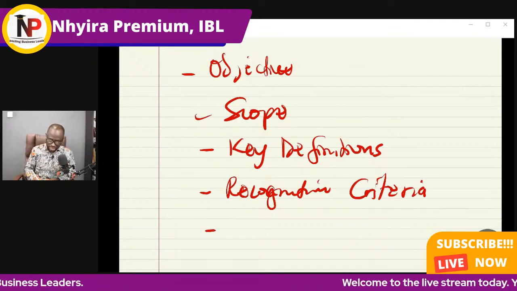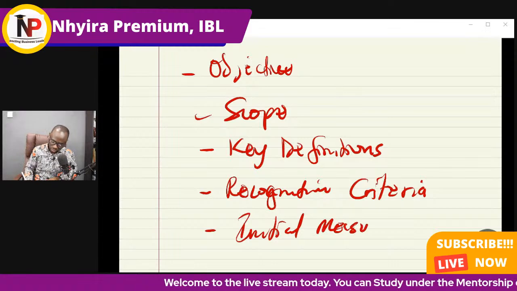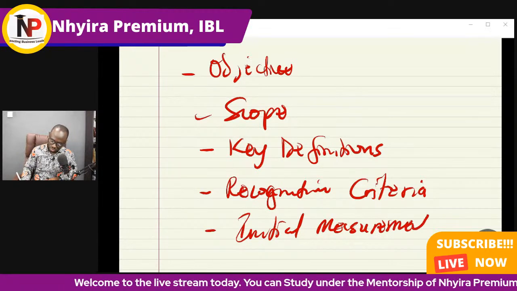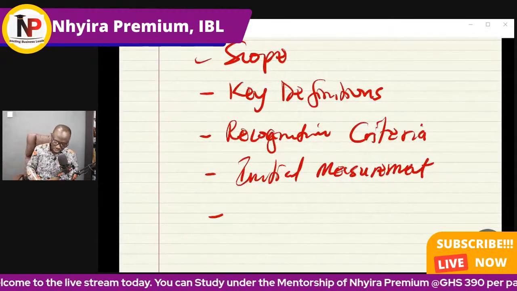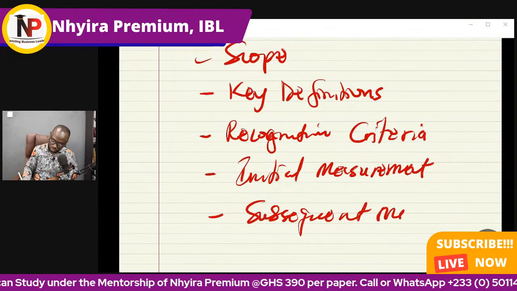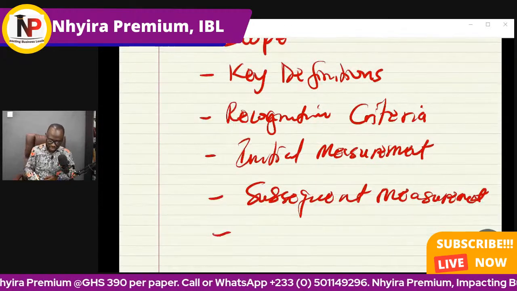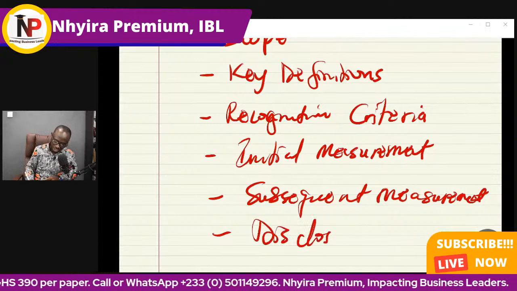Then you need to look at the initial measurement. Then you need to spend some time to look at subsequent measurements. And then disclosure requirement. It's a lot, right?